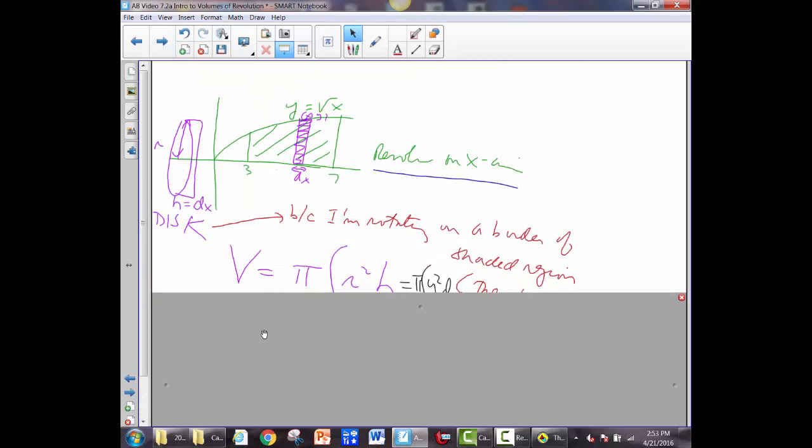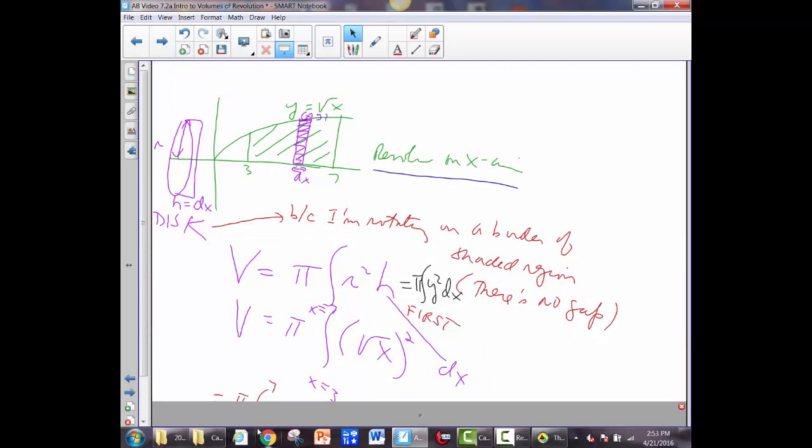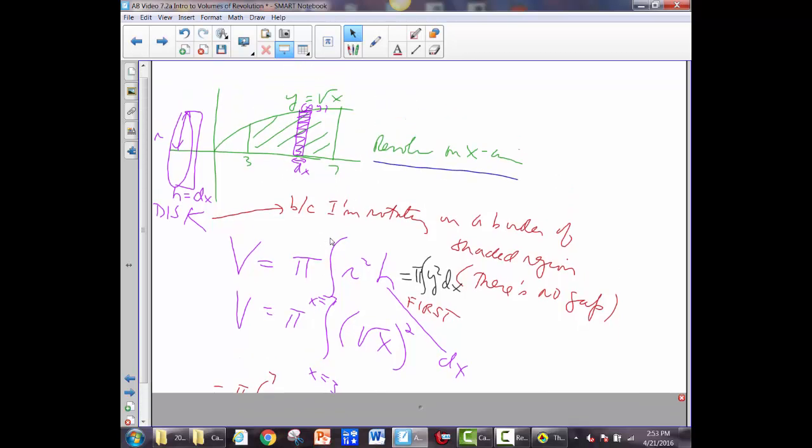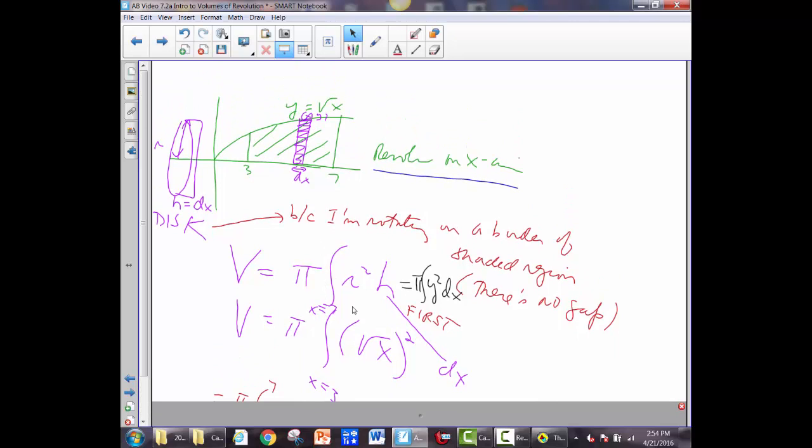Okay, so here's an actual example. Let's take from 3 to 7. So we have y equals root x from 3 to 7. This is like the one in the video. I'm rotating on a border, with the border being the x-axis, so I'm revolving around the x-axis, so there won't be a gap, so it'll be a cylinder, which is a disk because it's really flat, so it'll be pi integral r squared h. The h is dx. As you can see, the height of my cylinder is actually horizontal, so it's dx.